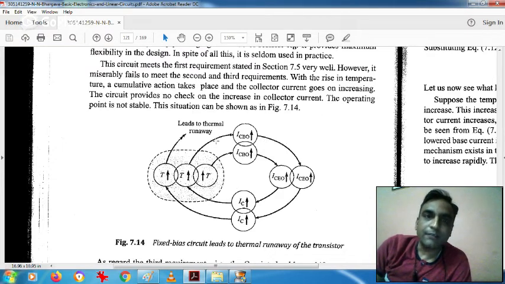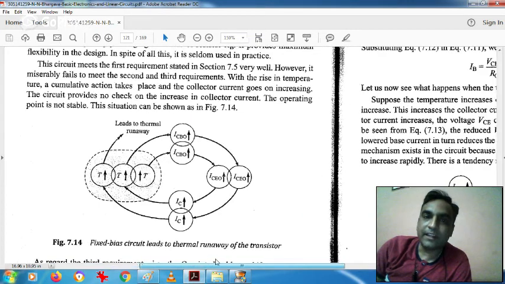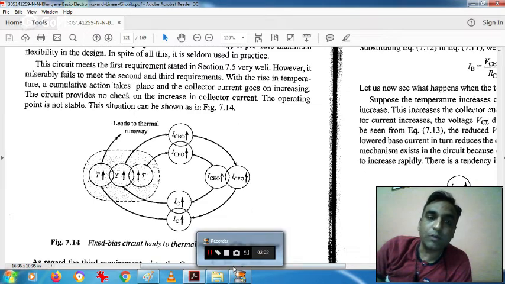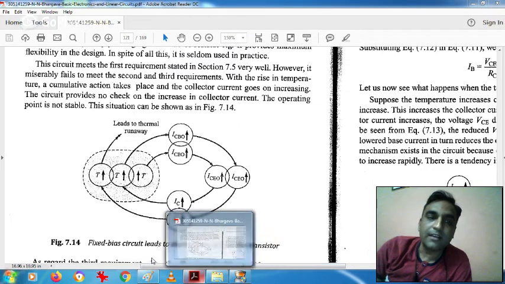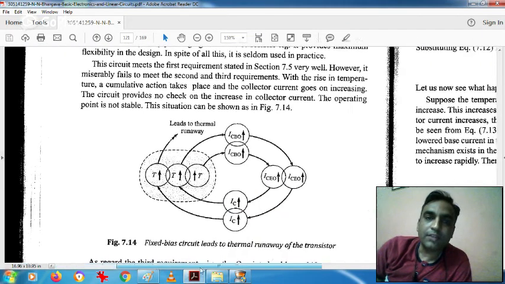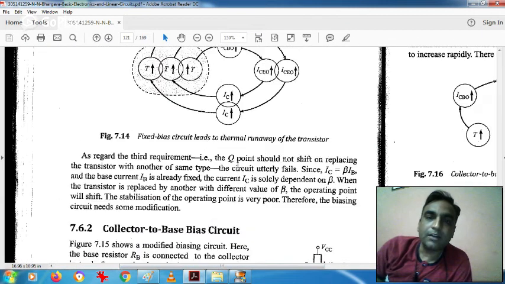As well, if you change the device parameter, that means if your beta is changed, again IC will change. Now what will happen if IC changes? As I have explained earlier, on the load line, if your IC shifts upward because it is increasing, then it will go near the saturation. And if it is going to saturation, what will happen? As we have understood earlier, it will cut out the upper half cycle of your output.